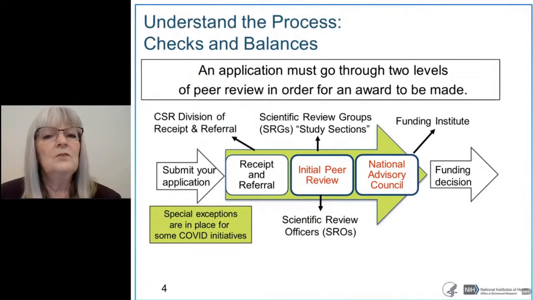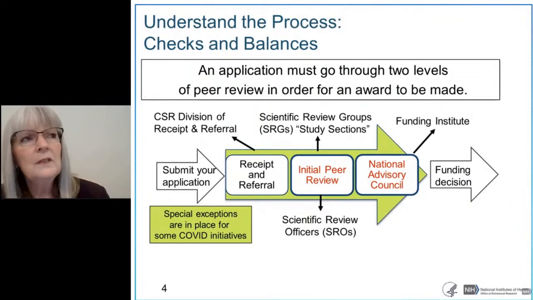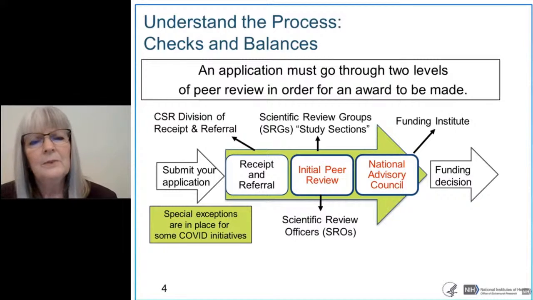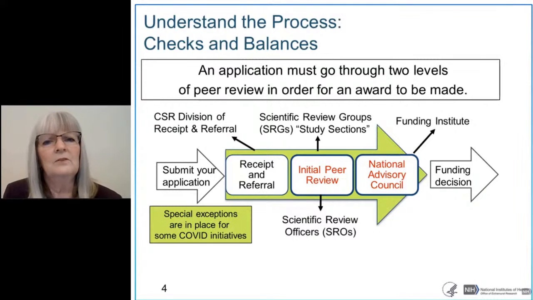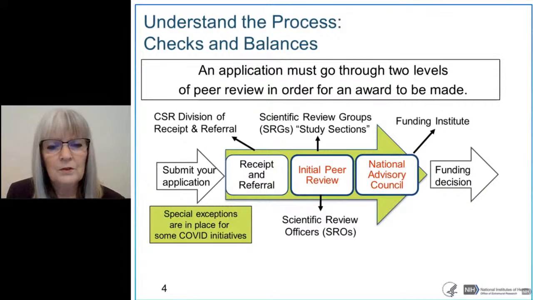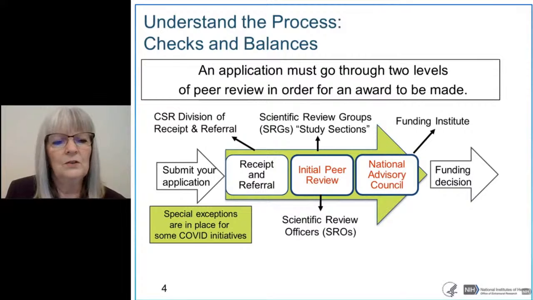Let's start with the checks and balances. It's really important that as an applicant, you understand the process. So the first thing you need to know is that an application must go through 2 levels of peer review in order for an award to be made. There are a few notable exceptions, but this is the general rule. And in fact, this is a law. So I'm going to walk you through the process here.